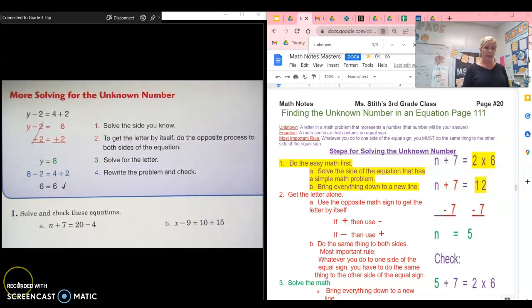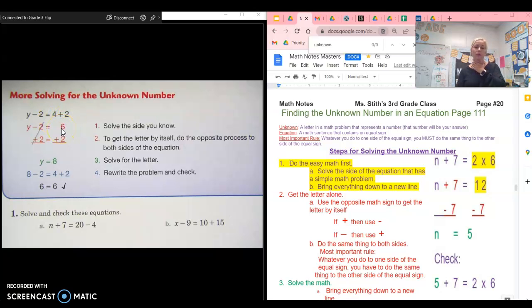Okay, so we have math notes out in front of us, open to the find an unknown number in an equation on page 111. We talked yesterday what an unknown is: a letter in a math problem that represents a number. So you can see here there's a Y, down here there's an N, over here there is an X. Those are all letters that represent numbers that we are going to figure out what is missing. Okay, the equation is a word that means math sentence. So when we talk about equation, we're talking about what we start with at the beginning, a math sentence. Y minus 2 equals 4 plus 2.